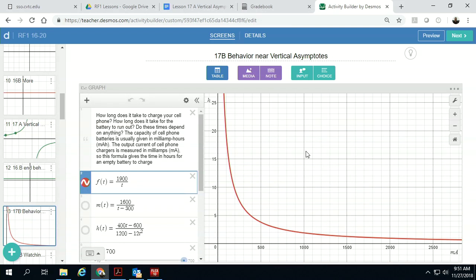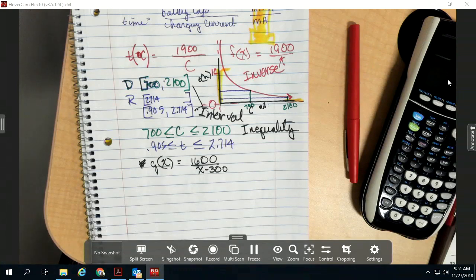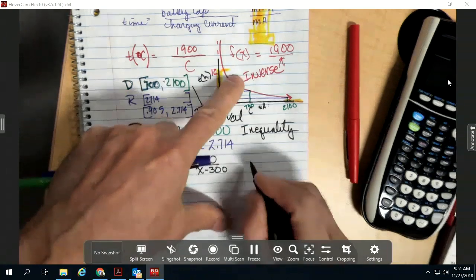G of X. G of X is 1600 over X minus 300. So let's get started sketching that graph.